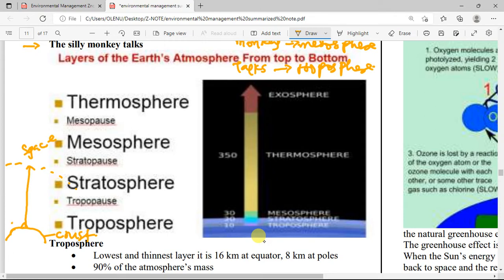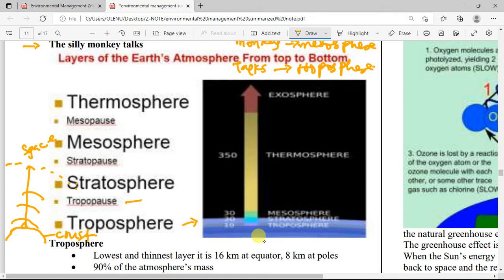The first layer closest to the Earth is referred to as the troposphere, and the line separating the troposphere from the next layer, which is the stratosphere, is called the tropopause. Then the line separating the stratosphere from the next layer is the stratopause. Then the line separating the mesosphere from the next layer is the mesopause. Then the thermosphere, exosphere, the exobase before you go to the outer space.